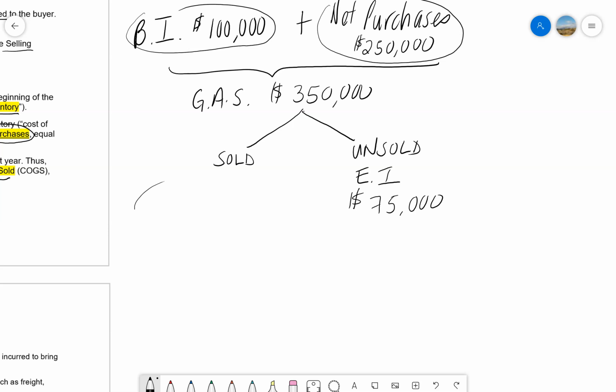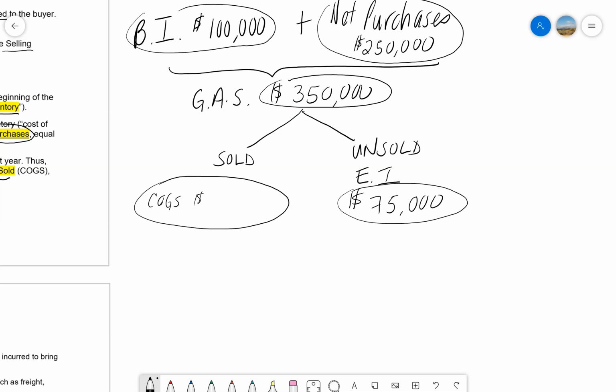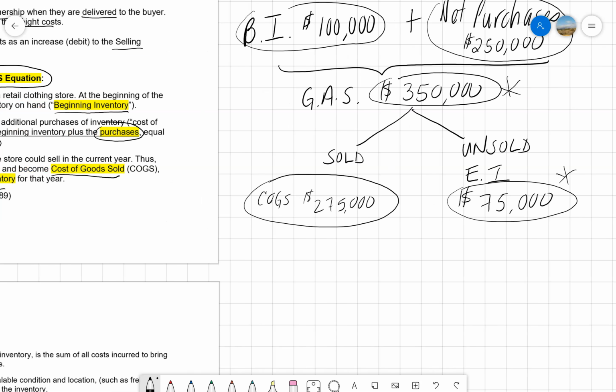So therefore, based on this cost of goods sold equation, we can now figure out what our cost of goods sold is. If we have $350,000 available for sale and we still have $75,000 at the end of the year, that means we must have sold $275,000. That's the $350,000 minus the $75,000. So that's the cost of goods sold equation.